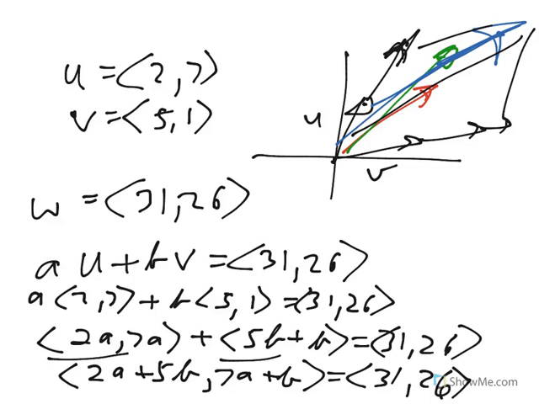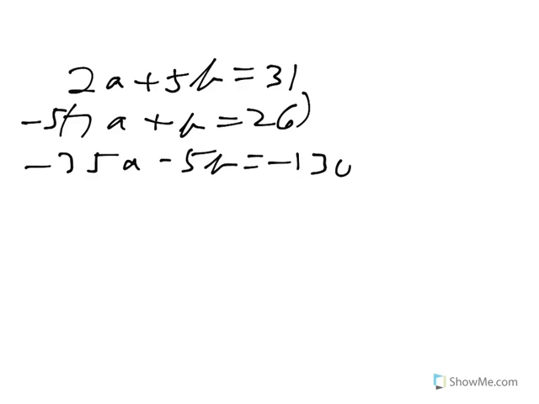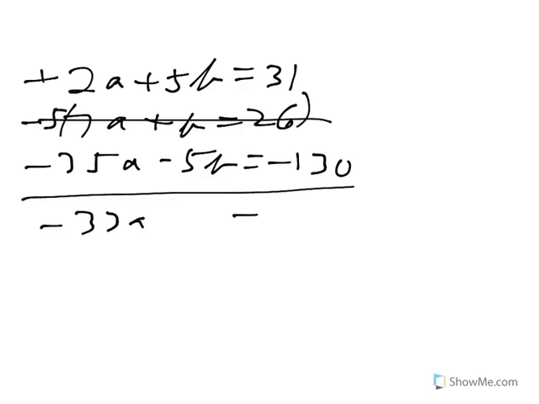Well, this is going to turn into a system of equations because I want 2a plus 5b to equal 31 and 7a plus b to equal 26. So we write down that system of equations. And I'll multiply this bottom equation by negative 5: negative 35a minus 5b equals negative 130. Then I'll add these two equations together and get negative 33a equals negative 99, or a equals 3.